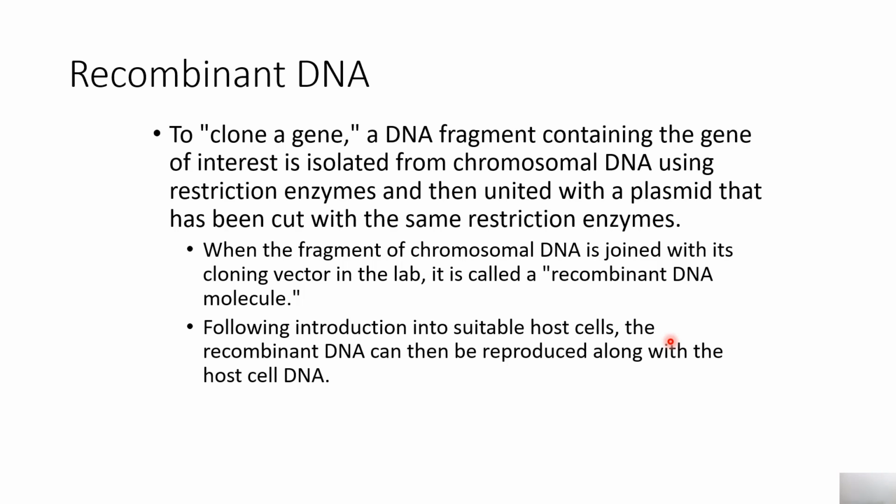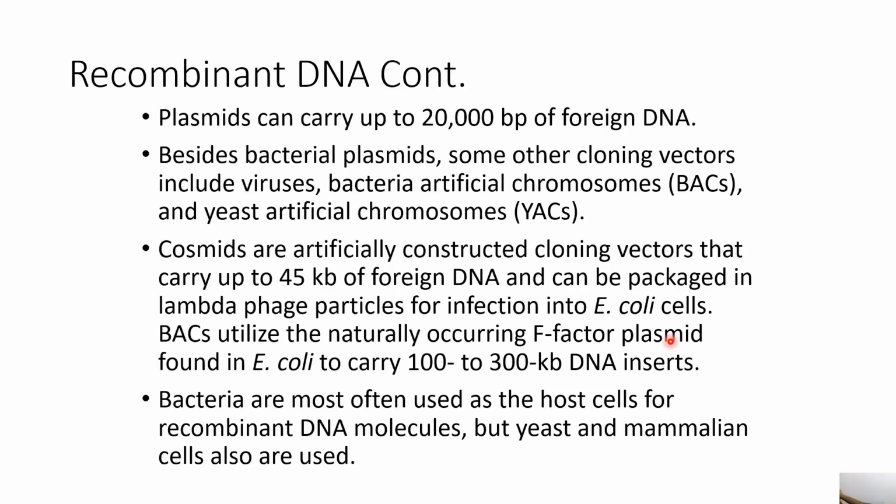So to clone a gene, a DNA fragment containing the gene of interest is isolated from chromosomal DNA using restriction enzymes and then united with the plasmid that has been cut with the same restriction enzymes. Now when the fragment of chromosomal DNA is joined with its cloning vector in the lab, it is called a recombinant DNA molecule. Following introduction into suitable host cells, the recombinant DNA can then be reproduced along with the host cell DNA.